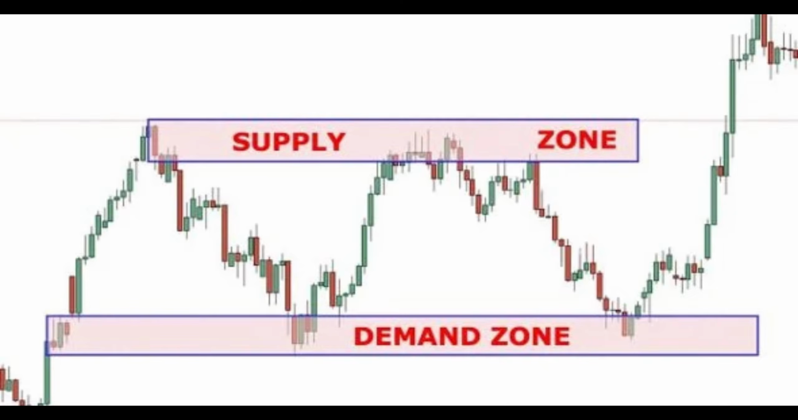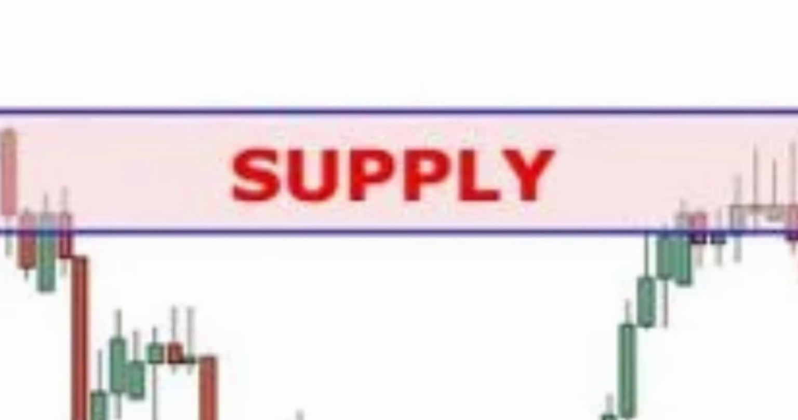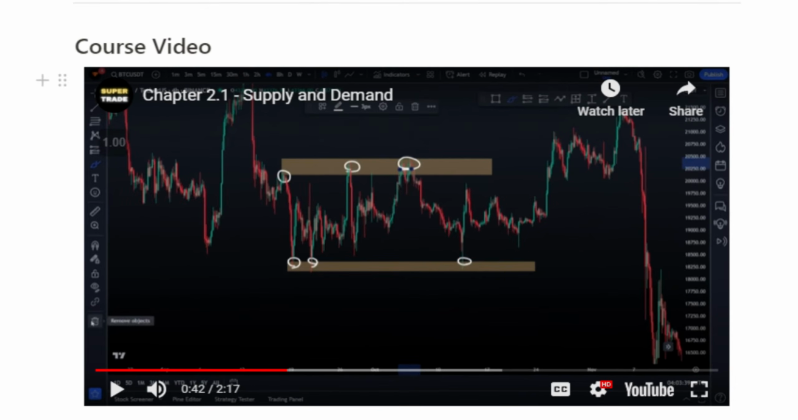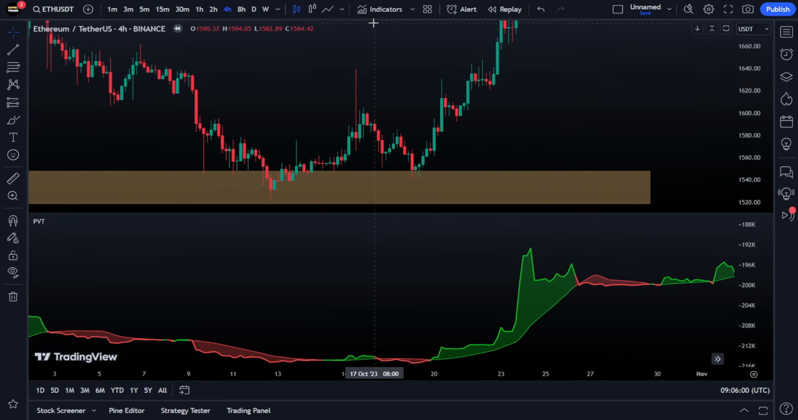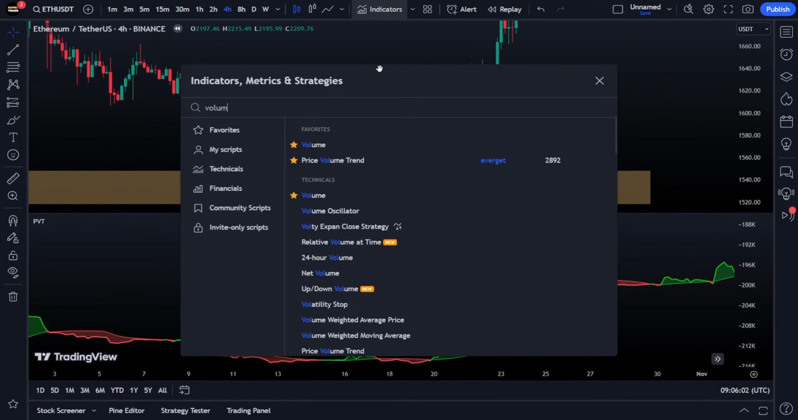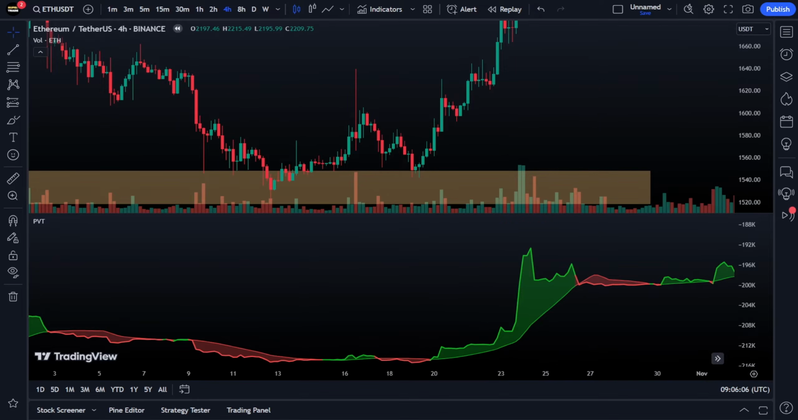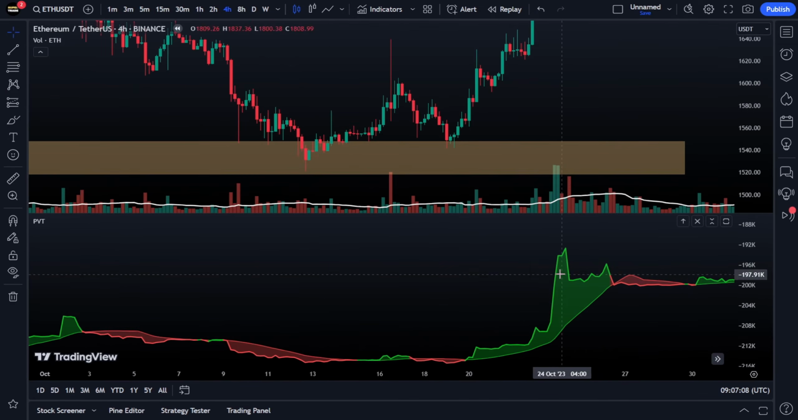The first way to use it is to combine it with volume and supply and demand zones. If you don't know what supply and demand zones are, you can check my bot trading course. Okay, so the way it works is like this. First, you need to add volume to your chart. Click the indicator, type in volume, and add it to the chart. Let's see this example.